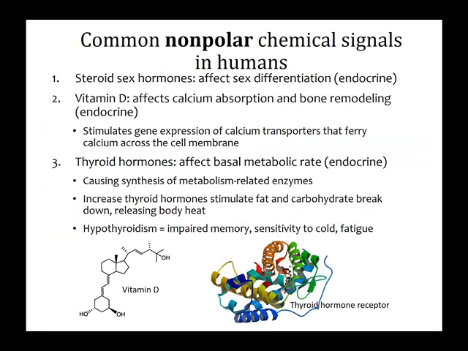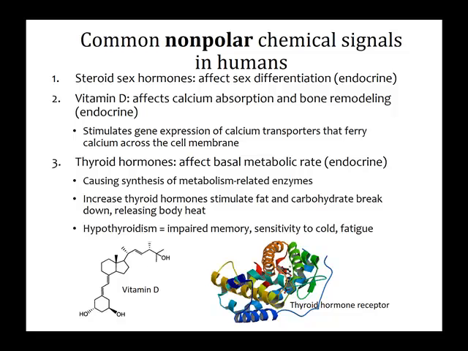Okay, so we talked about the three different ways that cell signaling can regulate behavior. We talked about some specific examples of changing cell behavior. Let's get into some examples of some of these chemical signals, specifically nonpolar chemical signals, and let's really focus on humans. That's what we're interested in.